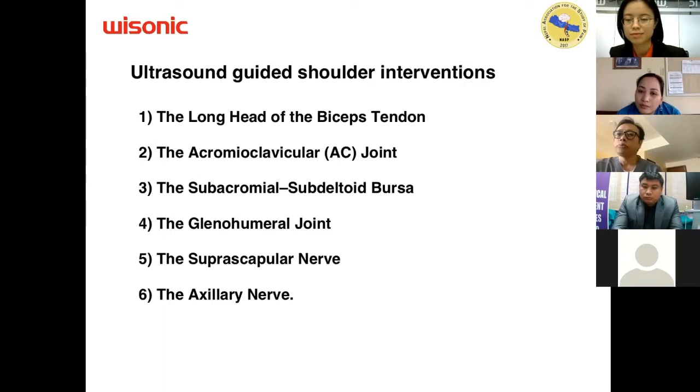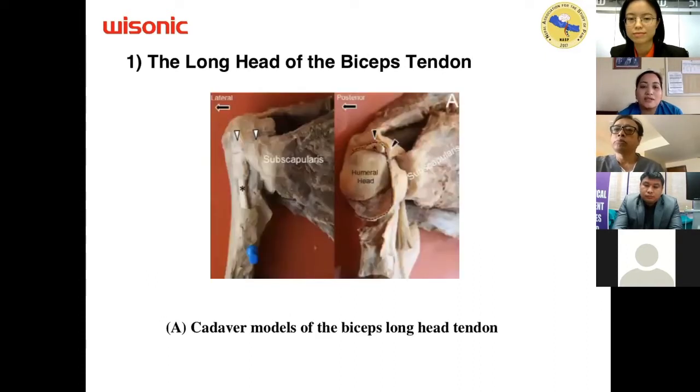The clinical examination helps us in a big way to narrow down our differential diagnosis and then plan our intervention accordingly. So if after clinical examination you suspect a pathology, and you do your ultrasound scan and see some finding and you're not sure, it's always better to send for some clinical investigation as well as an imaging study to confirm your diagnosis before planning your interventions. Now we'll start with the ultrasound guided shoulder interventions. First, we'll be discussing all these interventions one by one, starting with the intervention on the long head of biceps tendon.